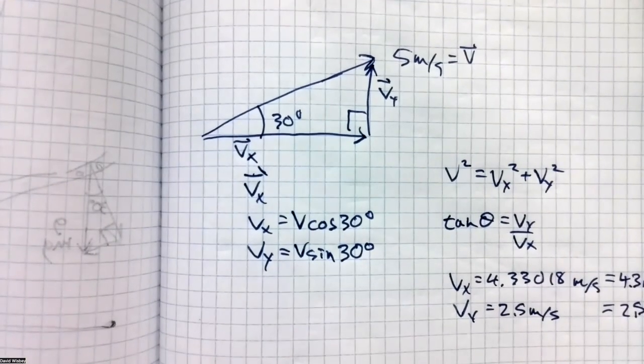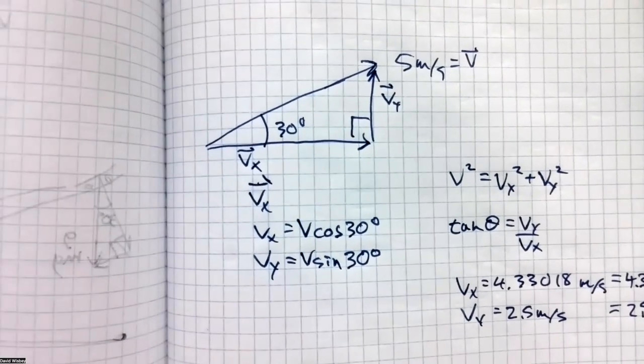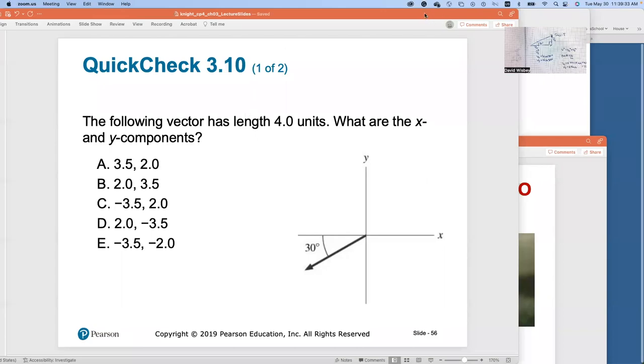And on the last one, it was minus 2, 3.5. But now, since we're in a different quadrant, our vector is oriented differently. We've got one vector going this way, and then we've got another vector going like that. So we reverse our answers and they're both negative.